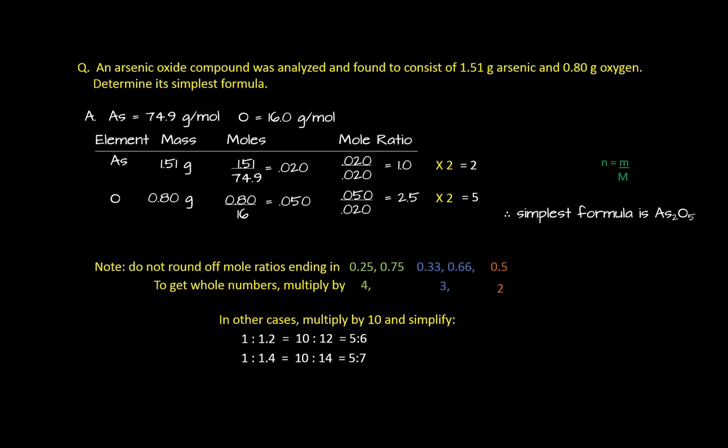Another case might be 1 to 1.4. Again, multiply by 10, divide by 2, and get your ratio of 5 to 7. A third example could be 1 to 1.6 leading to 5 to 8, and a fourth one would be 1 to 1.8 leading to 5 to 9. This will take care of all the instances that you're going to come across, and so this takes care of simplest formula. I'll leave you with a final question.